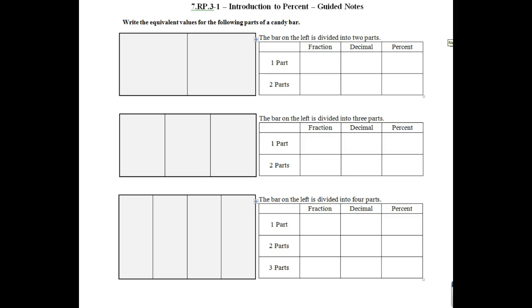I really want you to just follow along, take out your notes, and I'm going to walk you through these. This is talking about writing the equivalent values for the following parts of a candy bar. So imagine that this gray area on the left is a candy bar. What we're going to do is convert each part into a fraction, a decimal, and a percent. We're going to do this over and over again so that you get an idea of what this looks like.